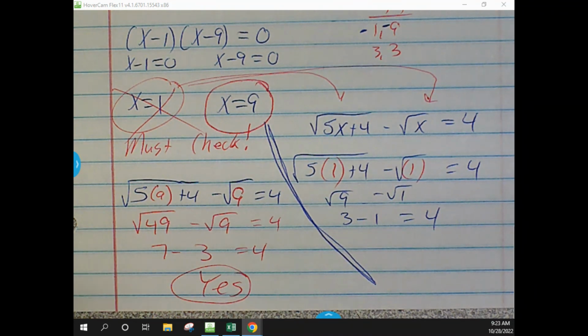And again, sometimes both work. Sometimes you check it and they both work, which is fine. Sometimes one works. Sometimes neither one works, which again means you have no solution. So that's where you've always got to go back and just check it and see what's going on.